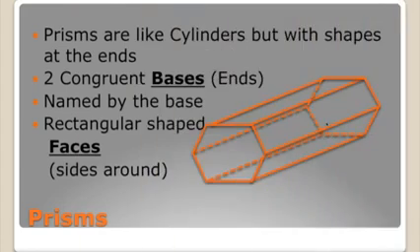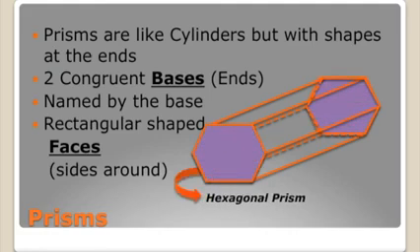Okay, so this one would be called what? This would be called a hexagonal prism because it has a hexagon for the base. Hexagon has 6 sides. 1, 2, 3, 4, 5, 6. And because it has 6 sides, it's a hexagonal prism. Well, how many faces are there? Since the base has 6 sides, this is going to have 6 rectangular faces. And when the number of sides increases around the prism, each of the rectangles gets smaller.